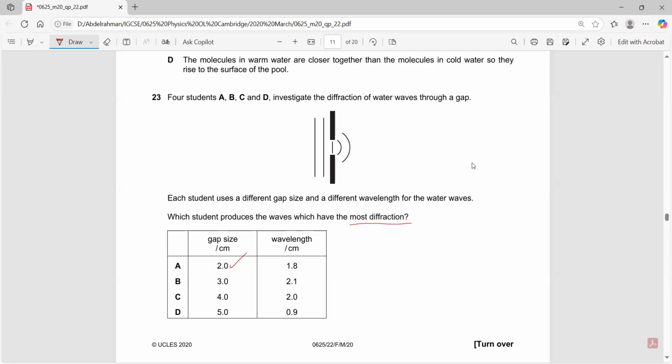But when you compare this wavelength 2.1 to 3.0, no, it's less. 2 to 4.0, it's half of it. So this is wrong. You need to actually increase the wavelength compared to the gap size. Okay, compared to the gap size.